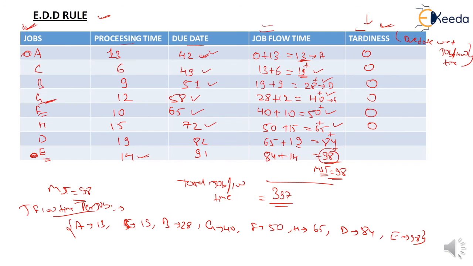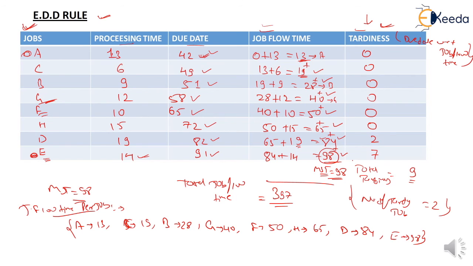Here the job flow time is 84 and the due date is 82. So here our job is delayed by 2 minutes. Okay students, because the job flow time is 84 and the due date is 82, 84 minus 82 is 2. Here the job flow time for the last job is 98 and the due date is 91, so our job is delayed by 7. So the total tardiness is 9, and the number of tardy jobs is 2. Clear to all?